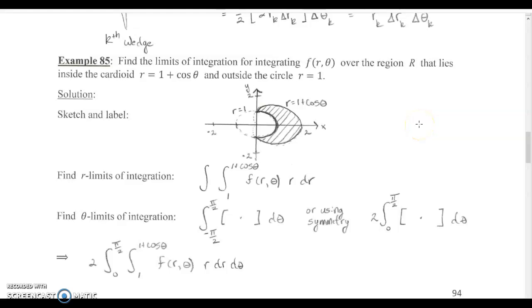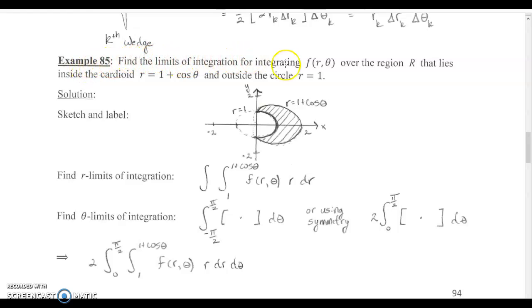Hi everyone, welcome back to our Calculus 3 class notes here on page 94, and we're in section 15.4 right now, where we're learning about double integrals but evaluating them using polar coordinates. So I want to do an example.